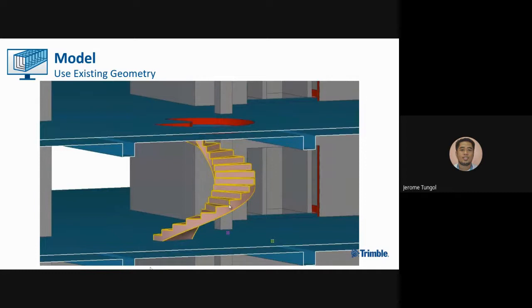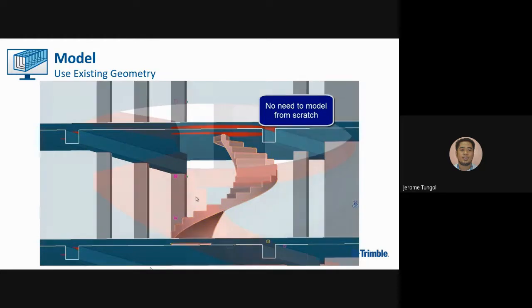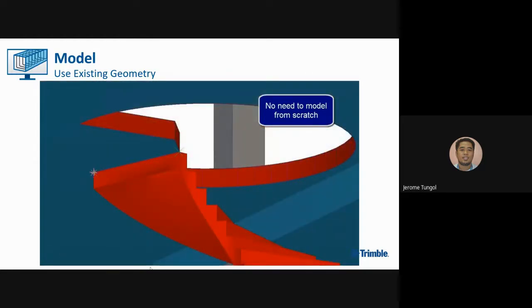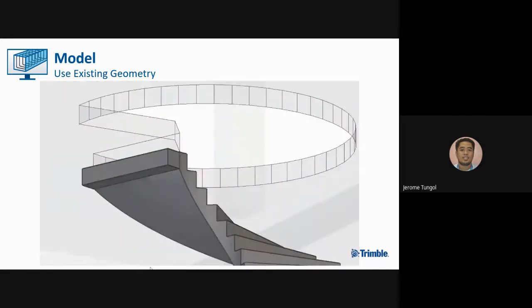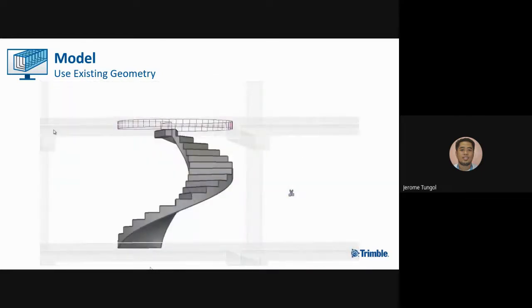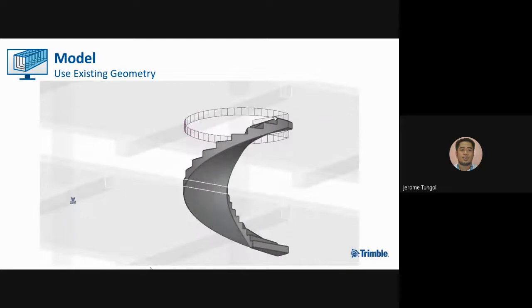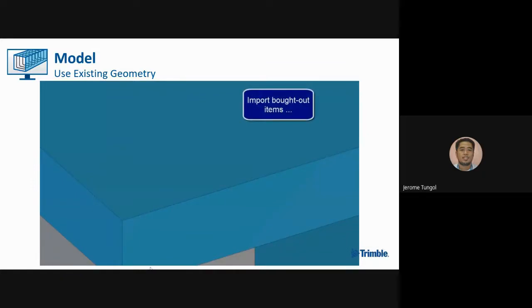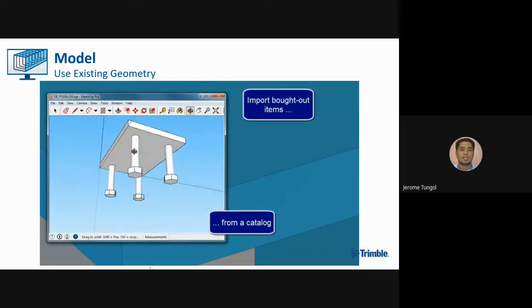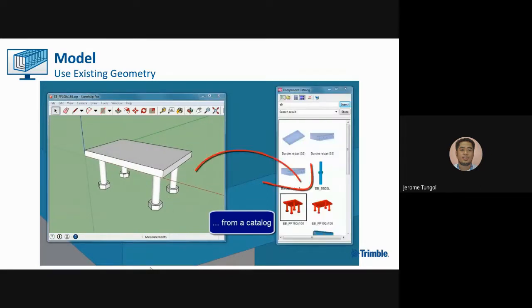So native model means you can manipulate the model directly in Tekla and change its properties. So imagine how much time you will consume in remodeling that stairs alone. So it will save you a lot of time. And then Tekla Structures can also import items from a catalog, from SketchUp, and import it to a Tekla component and use it right away.